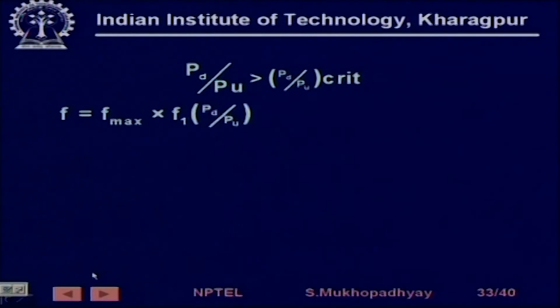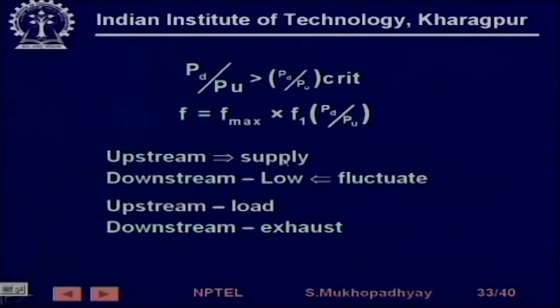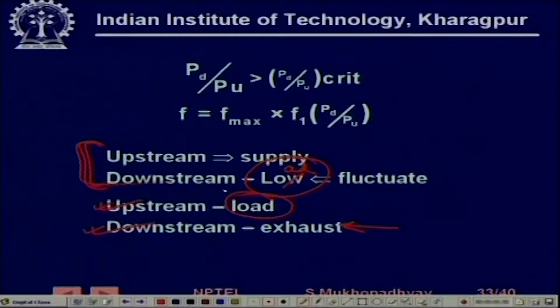In fact, depending on the valve configuration, these upstream downstream pressures keep varying. For example, in a given situation, it may be so that the upstream is actually connected to supply, while the downstream is actually connected to load. This is load. So see, if the load pressure varies, this ratio is going to vary. It may also happen that the upstream is connected to the load and the downstream is connected to exhaust. In this case, this is constant, but then this may vary. So again, the PD by PU relationship will vary.